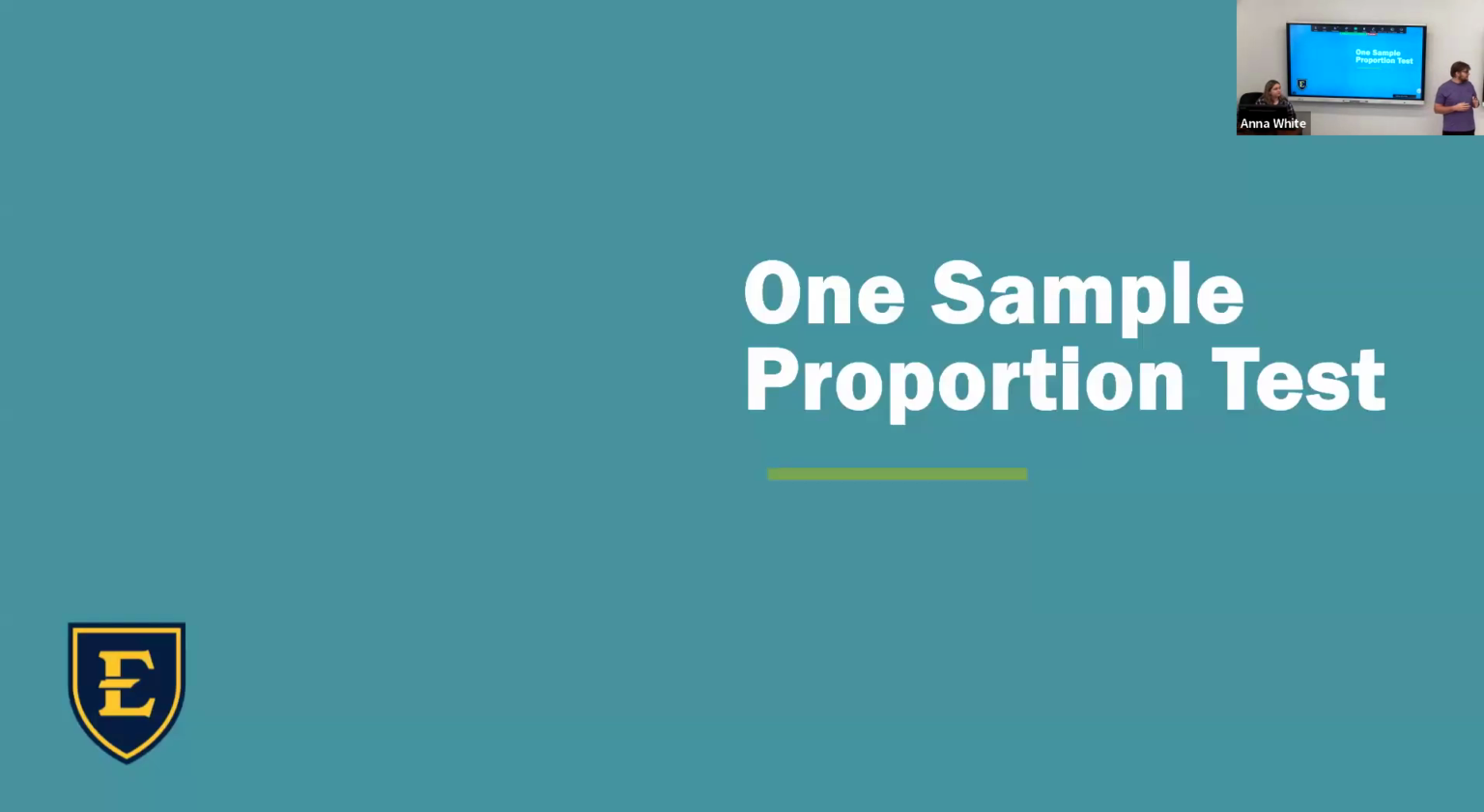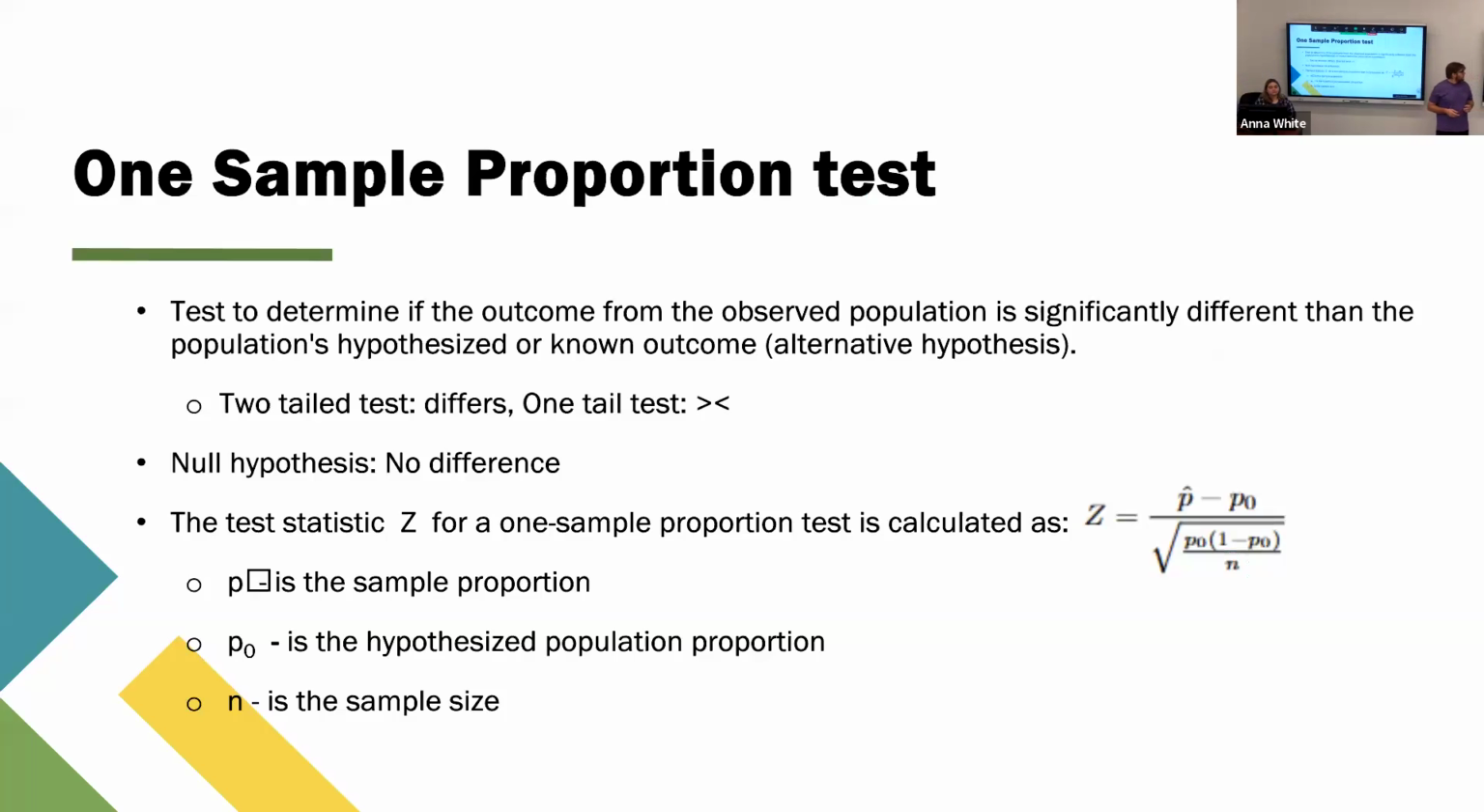So the next thing I will talk about is the one sample proportion test. This is like the simple proportion test when you know the outcomes. The one sample proportion test is a test to determine if the outcome from the observed population is significantly different than the population's hypothesized or known outcome. If you know what it was supposed to be and it's different than the observed.